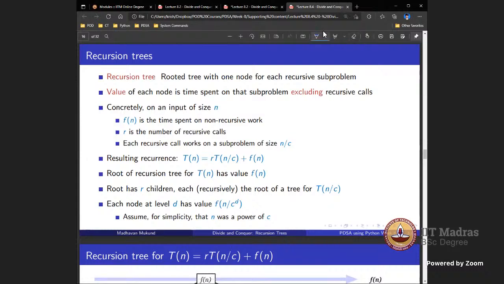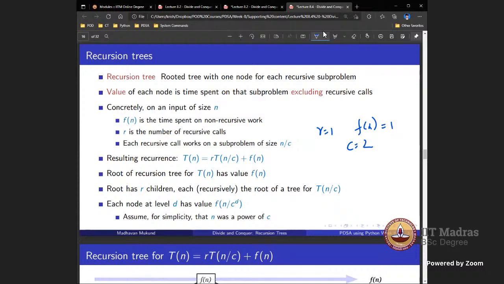In binary search, we are searching in one part, so R will be 1, f of n will be 1, and C will be 2. It will be divided into half. If you count through the series, then you will get this. I also explained in the discourse how binary search comes to this log n.